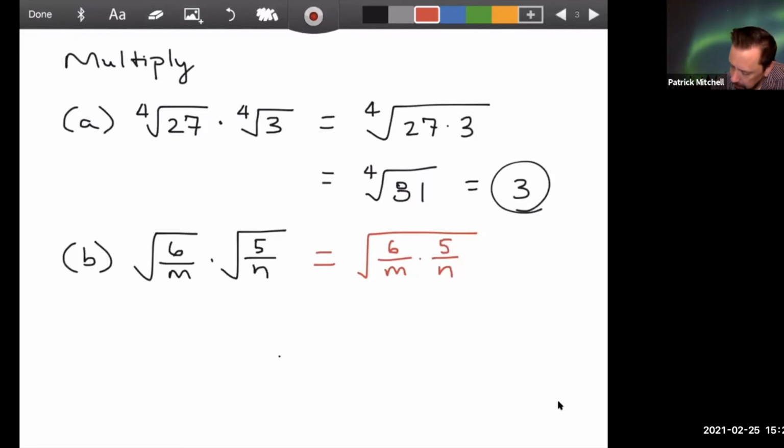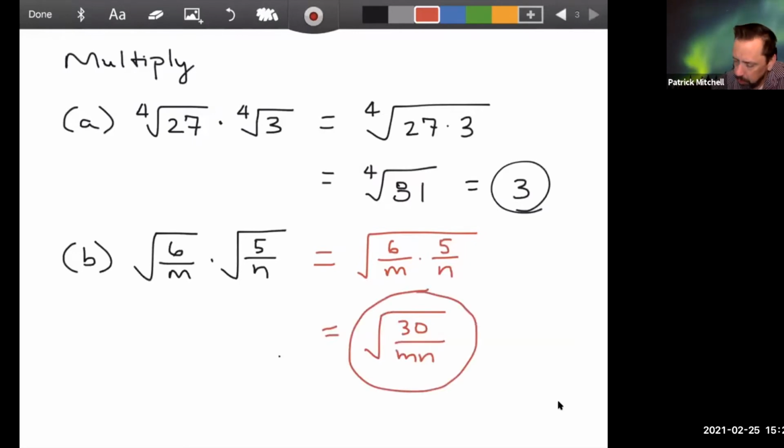Okay, back to this. 6 times 5 is 30. M times n is mn. And that is really all we can do with that because I don't know anything about m or n, all right? So we would just leave it like that.